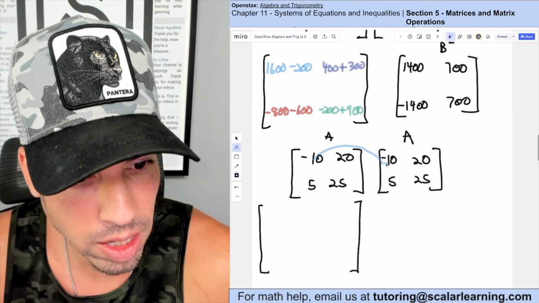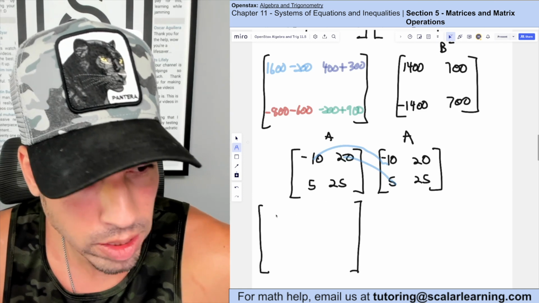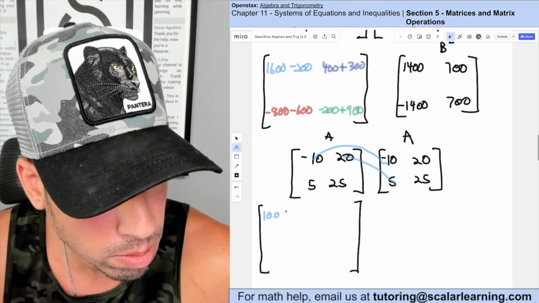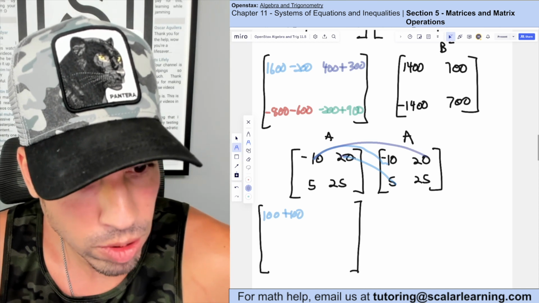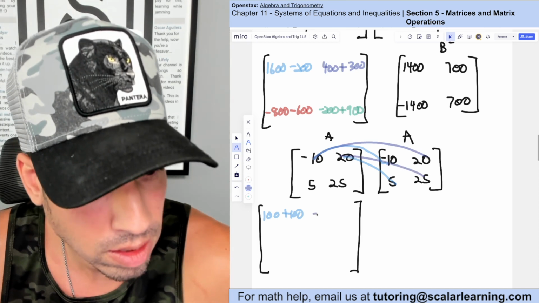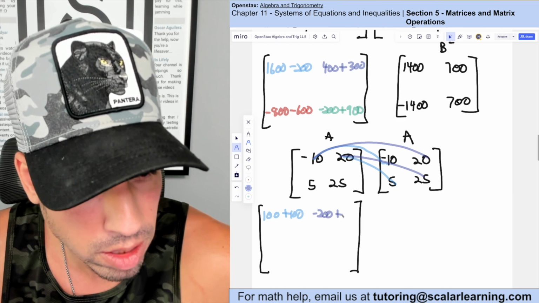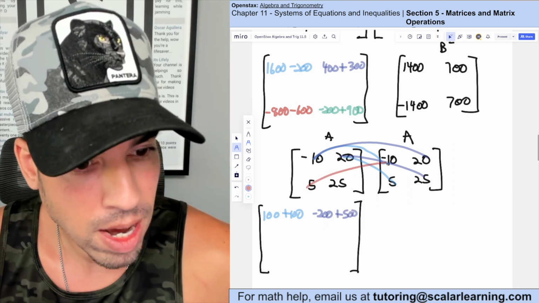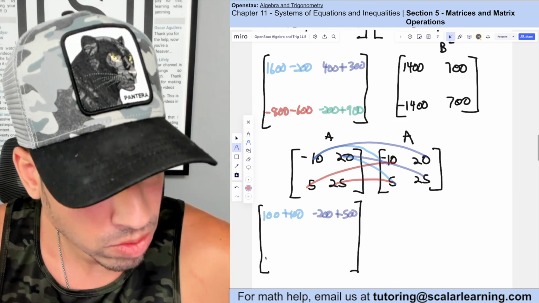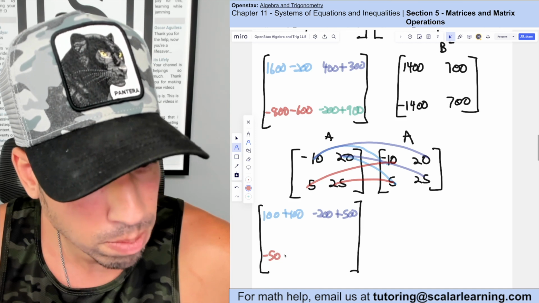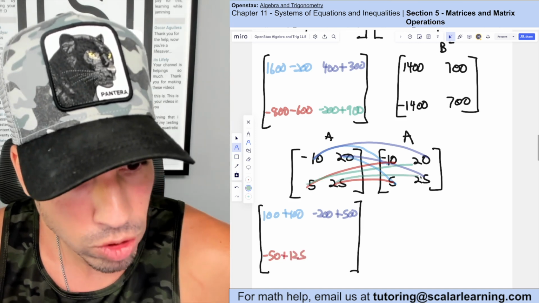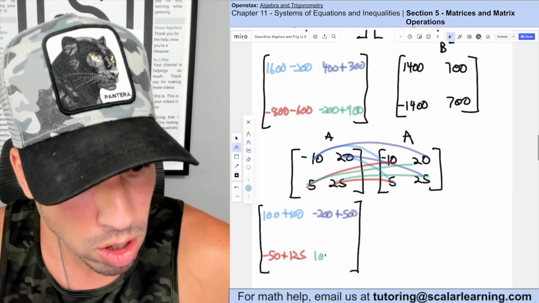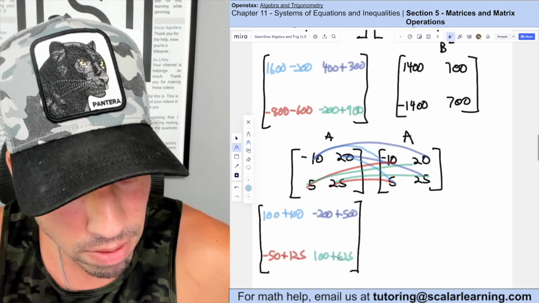So first, negative 10 times negative 10 plus 20 times 5. That's 100 plus 100. Next, we got negative 10 times 20 plus 20 times 25. That's negative 200 plus 500. Then we got 5 times negative 10 plus 25 times 5. That's negative 50 plus 125. Last but not least, we got 5 times 20 plus 25 times 25. That's 100 plus 625.